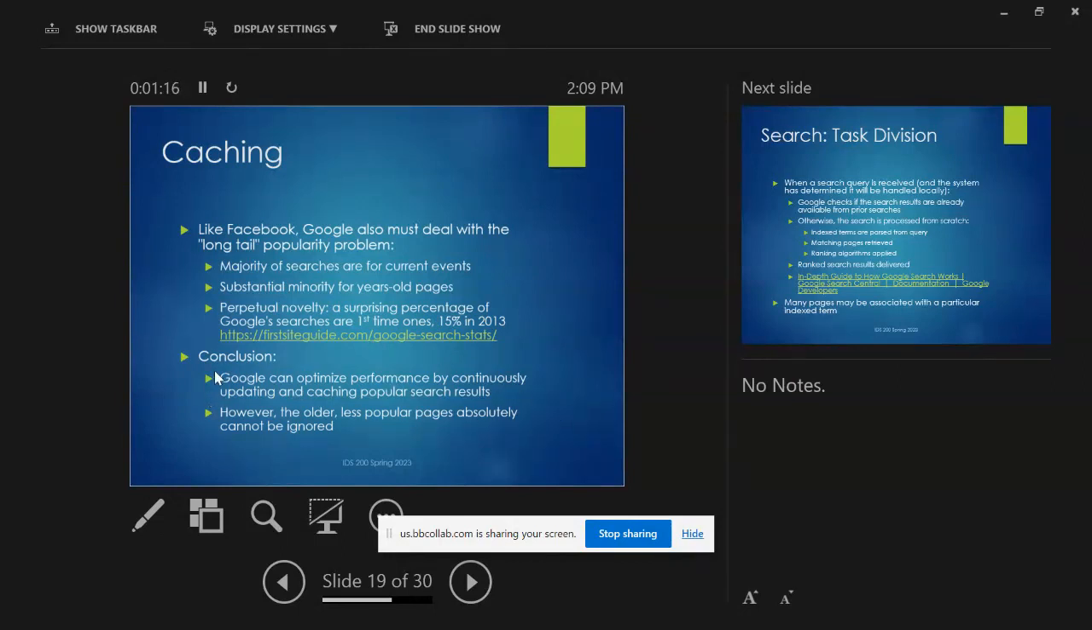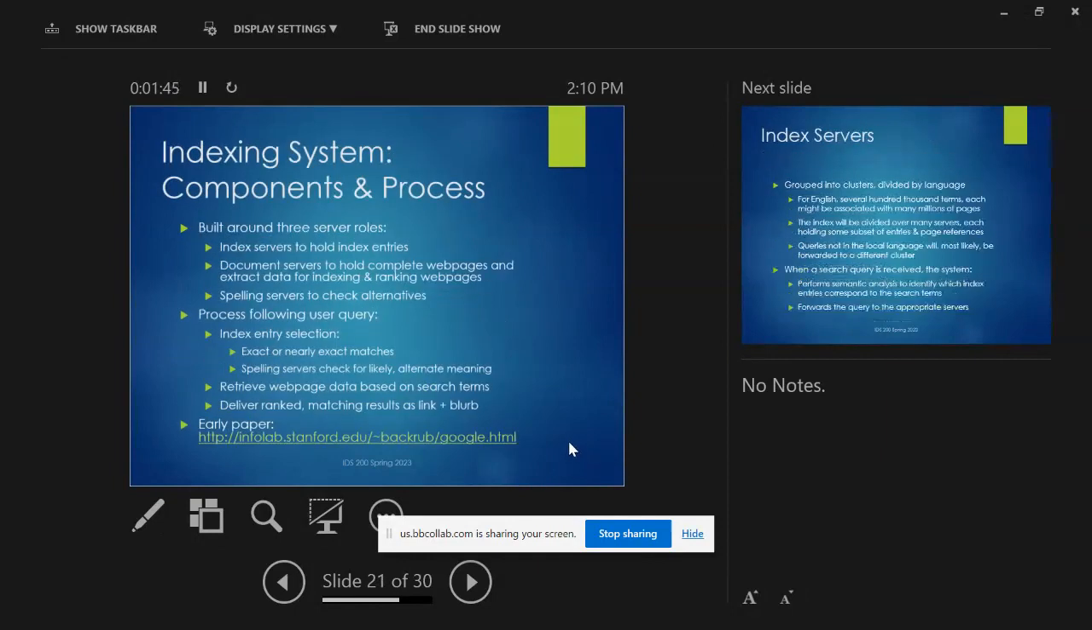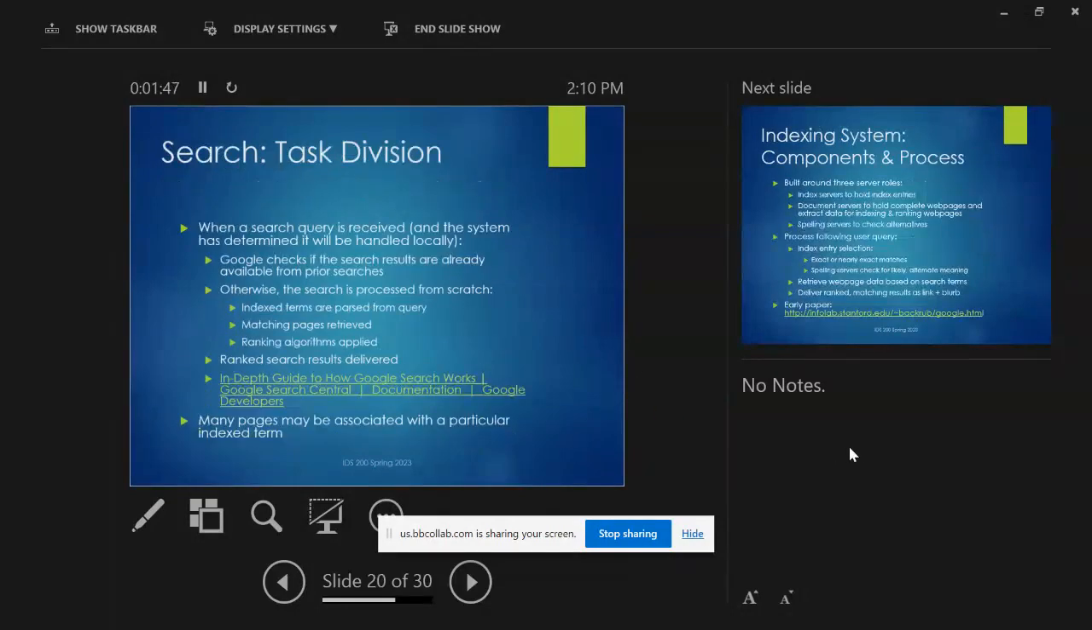Anyway, so conclusion, Google can optimize performance by continuously updating and caching popular searches, but the older, less popular ones also can't be ignored. Just like we saw when we did some checks with rare and common words, common searches might get a whole lot of pages. Rare searches, even involving sets of the weirdest words you can think of, still are going to come up with hundreds or even millions of pages. It's crazy. All right. Now, let's talk about the task division.